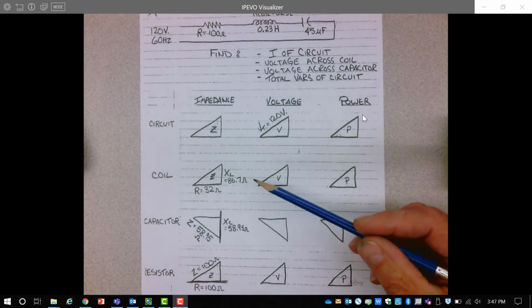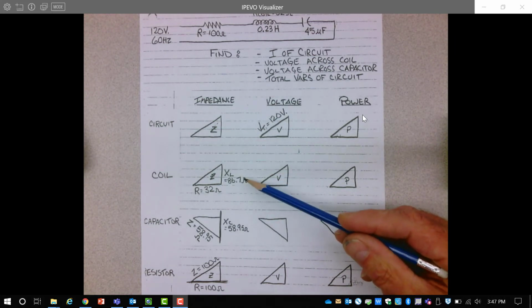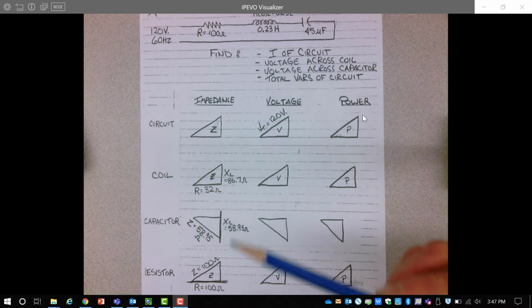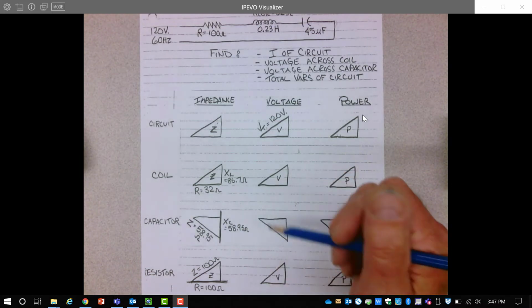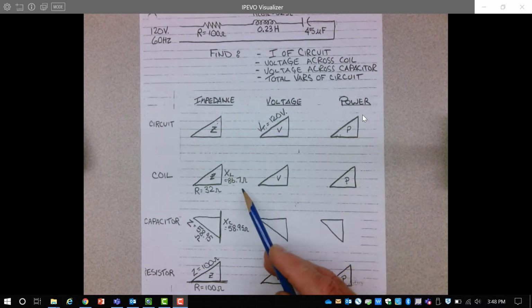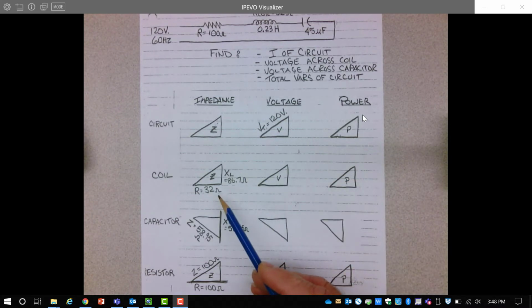The coil, once we've figured out the inductive reactance of the coil with the formula XL equals 2 pi FL, the XL would come out to 86.7 ohms and the resistance is 32 ohms. These are the values that we know.